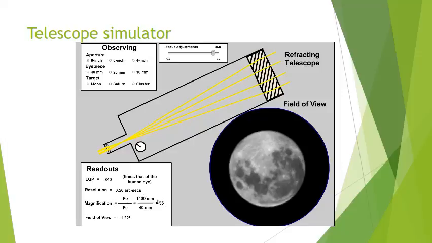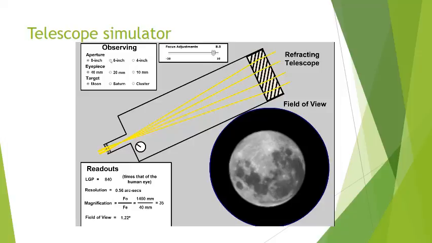Notice to get the magnification, we can use the focal length of the primary objective, which, this being a big telescope, is a long focal length for the primary lens here. This is a refractor. And then we divide that by the focal length of the eyepiece, which is 40, and we get 35 as the magnifying power.